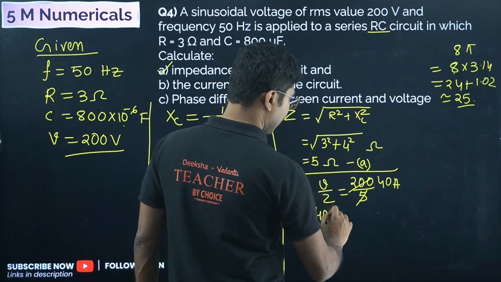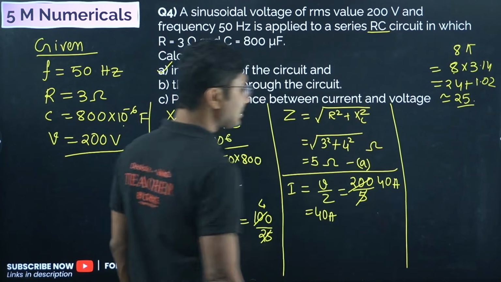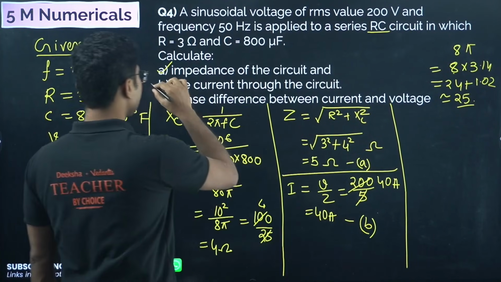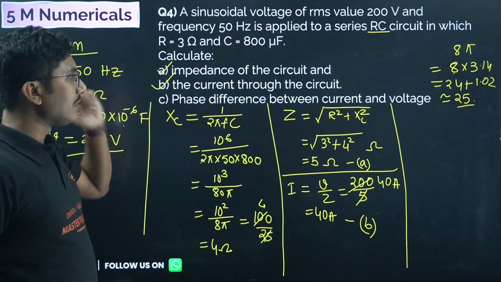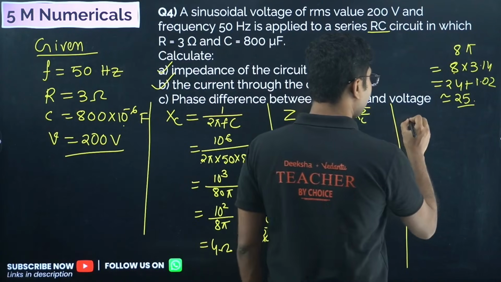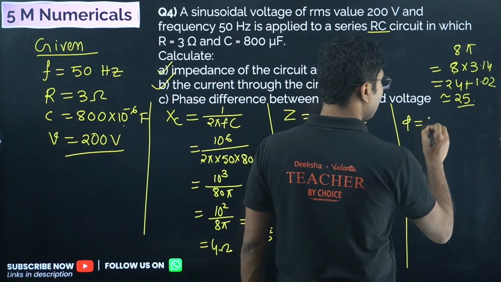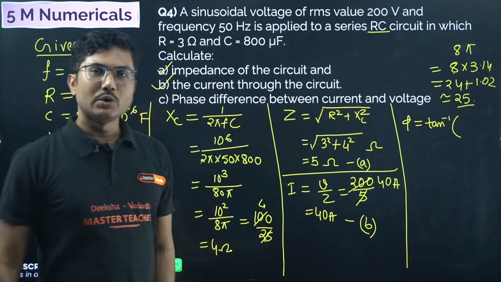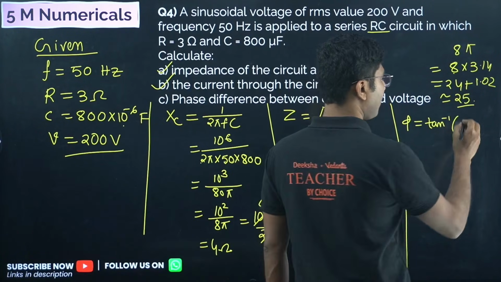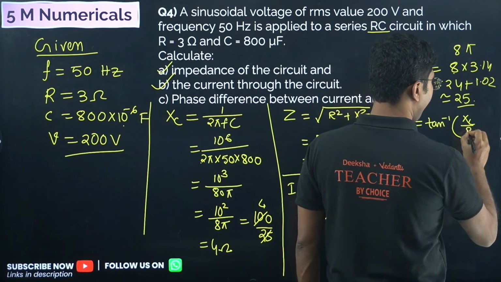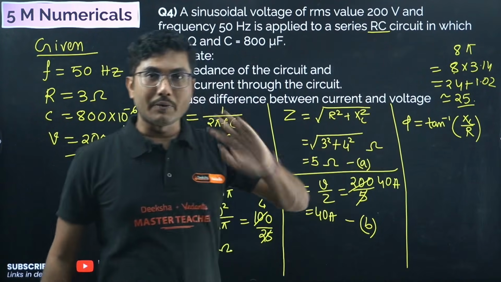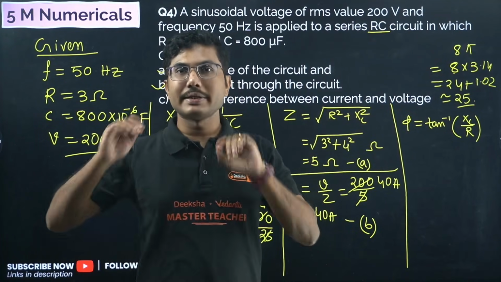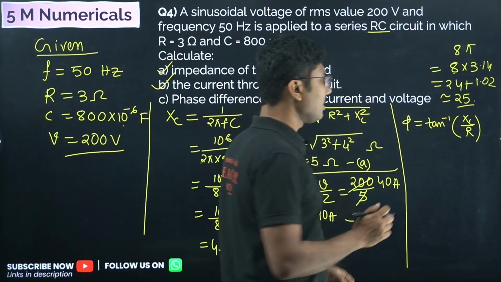So current in the circuit is 40 ampere. And last but not the least, this is part B. So this one is also done. Phase difference between current and voltage. We already saw the formula, tan inverse of XL minus XC, but because there is no XL here, we will simply take XC by R. Okay, negative sign we will always avoid inside the tan inverse. Clear?